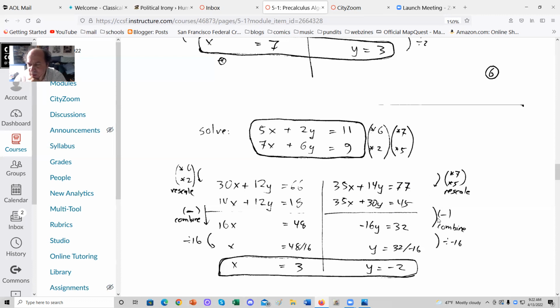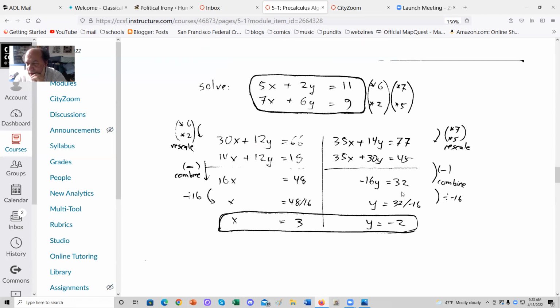So we combine the equations by a subtraction. 35x minus 35x cancels. 14x minus 30x equals negative 16x. 77 minus 45 is 32. So negative 16y equals 32. So y equals 32 over negative 16, which gives us y equals negative 2. And the solution is x equals 3 and y equals negative 2.